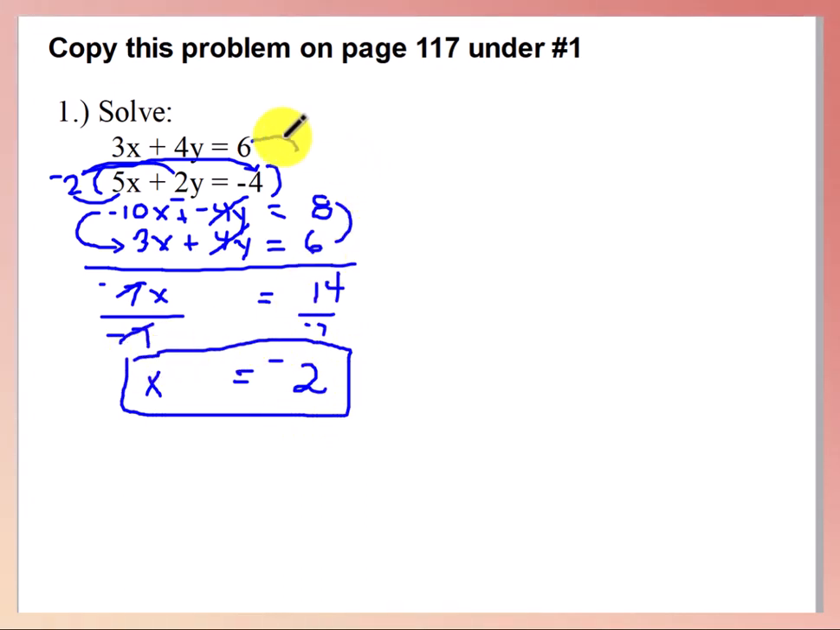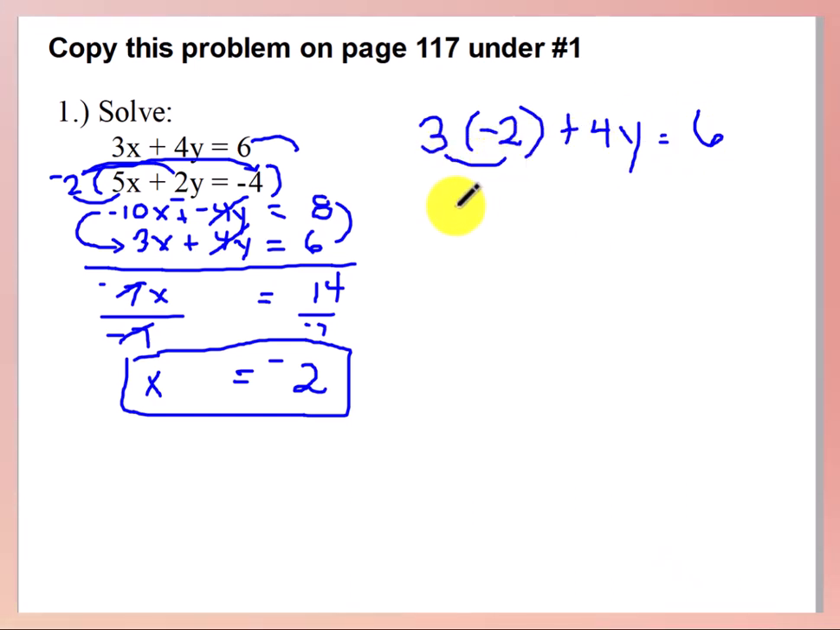Go back to either equation. I'll go back to the top one. I'll just pick the top, and I'll substitute in negative 2 for x. So this is going to be 3 times x. We found that x was negative 2, plus 4y equals 6. All right, 3 times negative 2 is negative 6, plus 4y equals 6.